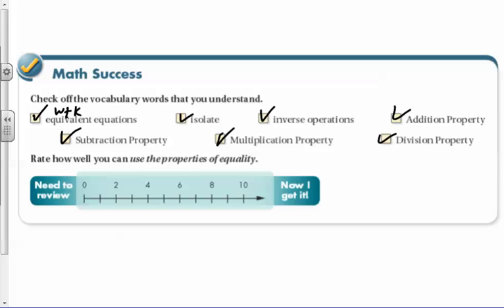Then rank yourself if you know how to use these things. But what I want you to do is make sure you put the words you don't know in your words to know.